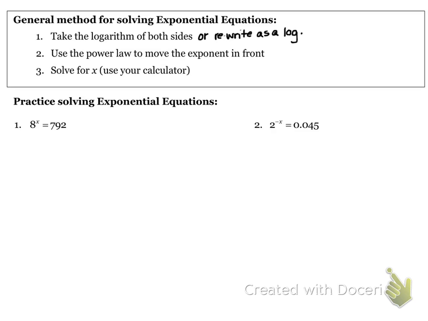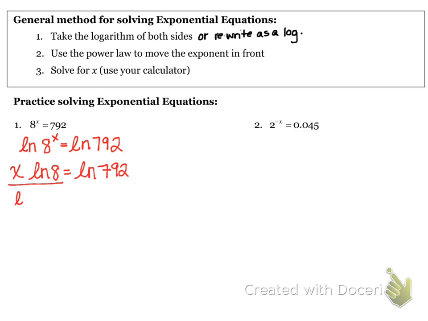So for number 1, let's just say I'm going to take the log of both sides. So I would take ln 8 to the x equals ln of 792. So what you do to one side, you have to do to the other. So now, again, I need to bring the power property into play and bring down the x. So we have x times ln of 8 equal to ln of 792. So I need x by itself, so now I'm going to divide both sides by ln 8.